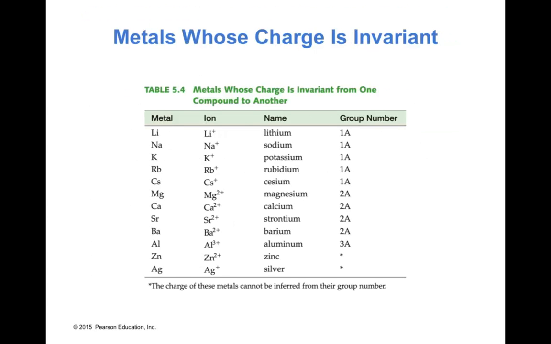Here we have a table with those metals that produce ions with invariant charge. Lithium is always going to produce a cation of lithium +1. Barium is always going to produce an ion of barium +2. Zinc is +2. This is always going to be the charge for zinc. You're not going to see a different ionic charge for zinc. It's always +2. For potassium, the same thing. Always going to be +1.